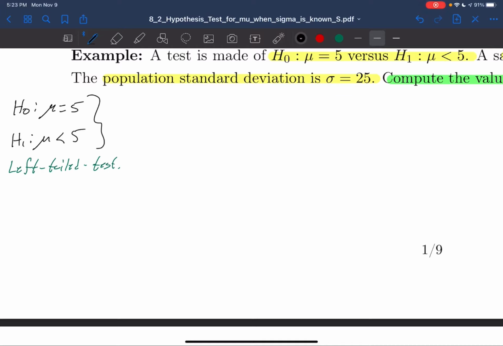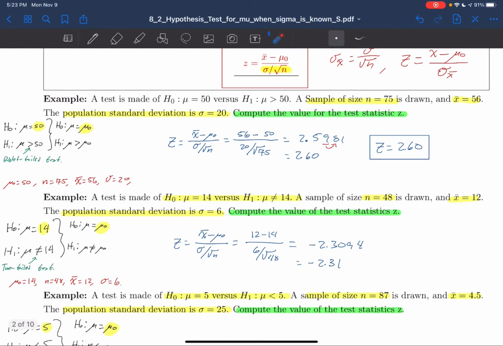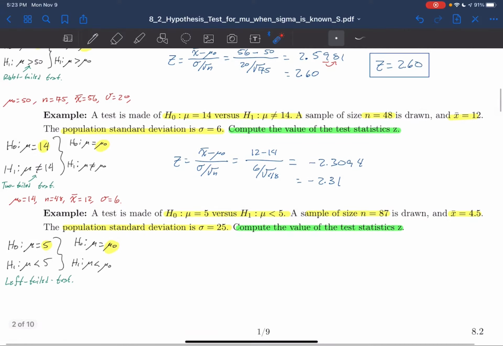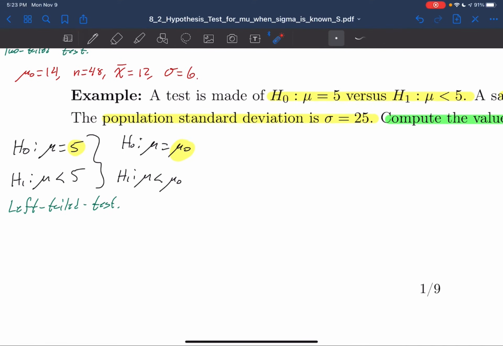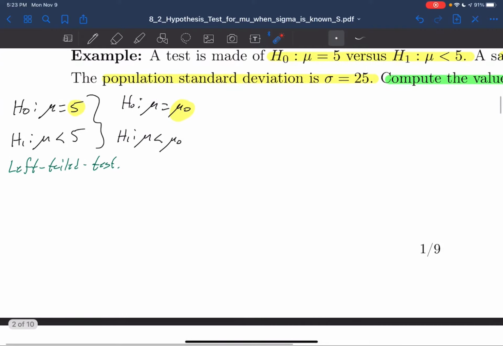So here in our test, this is in the form of H naught is mu is equal to mu naught, and H1 is mu is less than mu naught. So here our mu naught is 5. It's whatever value we're dealing with in our testing. So here it was 50. In this example, it was 14. So now in this example, it's 5. So I'll put this in red. Mu naught is equal to 5.